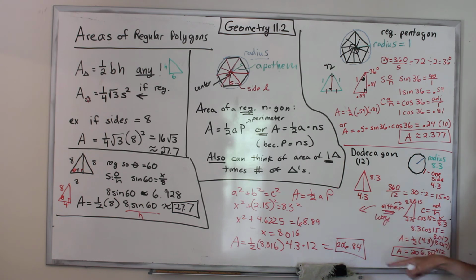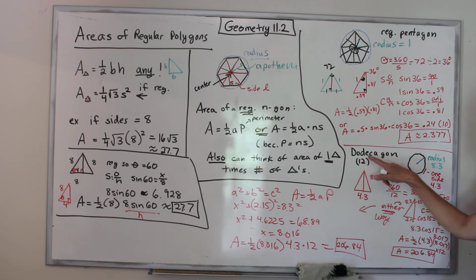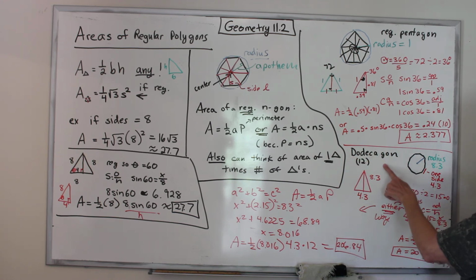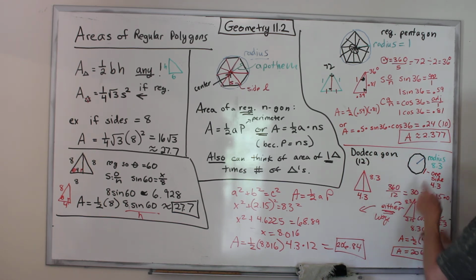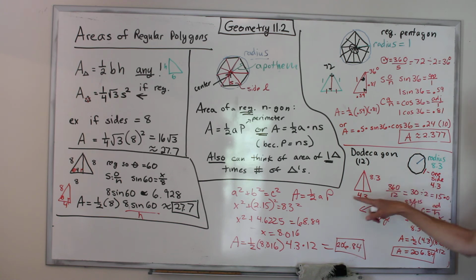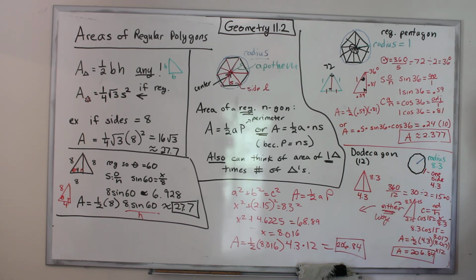Here's another one, and I'm going to do it two ways. It's a dodecagon, that means 12. Dec is 10, and the do means 2 more than 10. And so it's a dodecagon, that's fun to say. We're told its radius is 8.3 and one side is 4.3. So there's my triangle that I have 12 of. I still need the height.